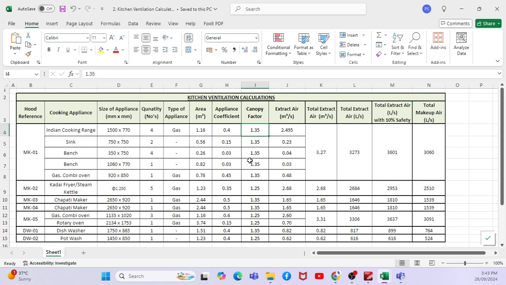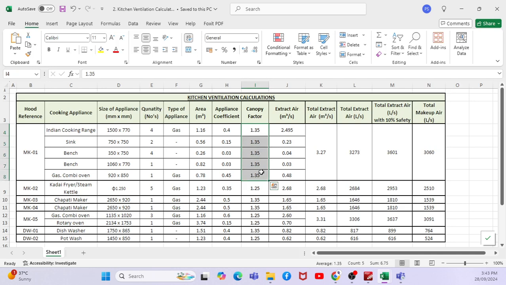And this appliance coefficient, this can change depending on the size of the appliance as well, right? No, the appliance coefficient depends upon the type of appliance. For example, if it is a bench, 0.03. If it is a sink, 0.15. If it is an Indian cooking range, 0.4. So this will change, but the canopy factor cannot change because it is common for one set of appliances, right?